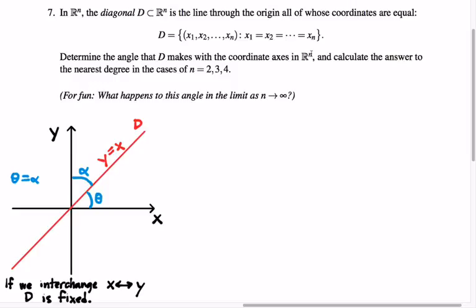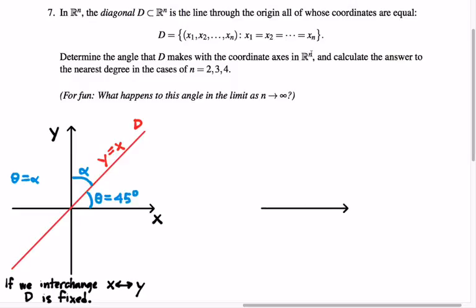The angle that D makes with the x-axis is the same as the angle made with the y-axis, because if that were not the case, then when I interchanged x and y, I would end up needing to move the diagonal D in order to do that. So the symmetry argument by itself tells us that we shouldn't care which coordinate axis we choose, because they should all give us the same angle. What is that angle in the case of 2 dimensions? 45 degrees. That's one I don't necessarily need you to have done all of the linear algebra to actually determine, but if you did, that's fine. Clearly, we lose that intuition pretty rapidly once we start moving up into higher dimensions.